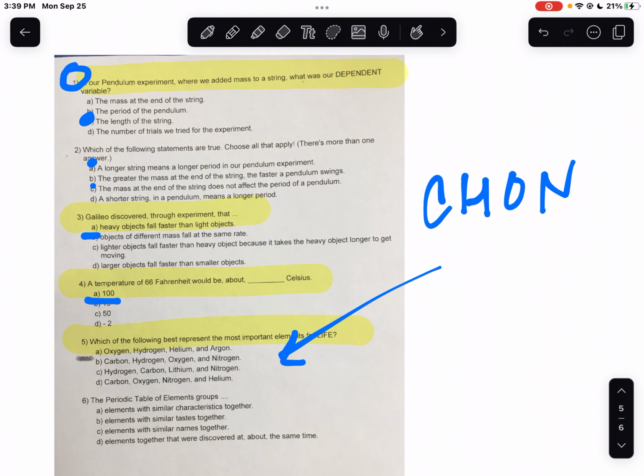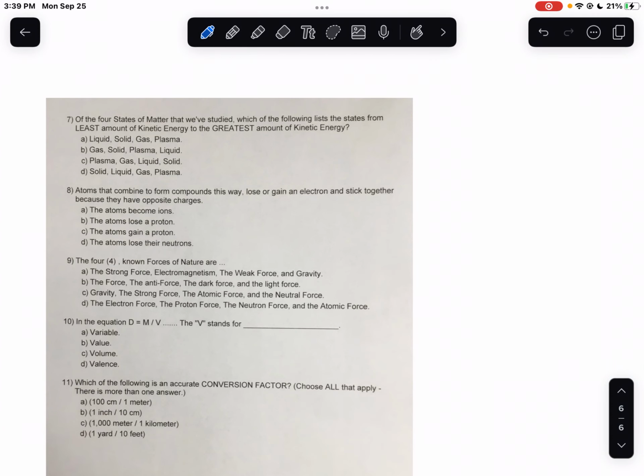And let's go back to a highlight color. The periodic table of element groups: elements with similar characteristics together, elements with similar tastes, similar names, elements together that were discovered at about the same time. Nope, that would be elements with similar characteristics are grouped together. Moving on to the next part of the page. Let's see if we can pick up a highlight there. Again, I'm getting used to this program just a little bit.